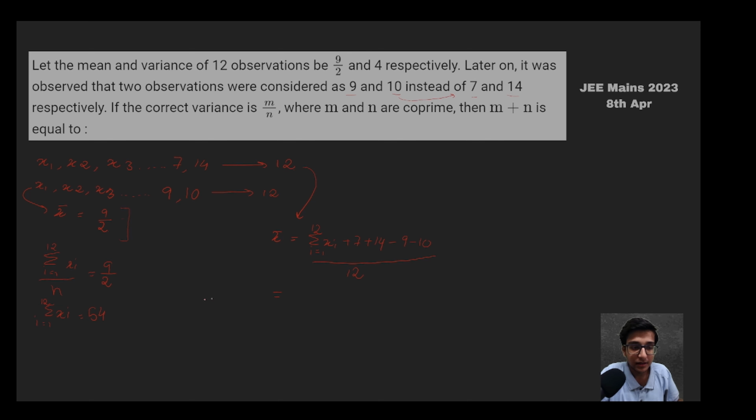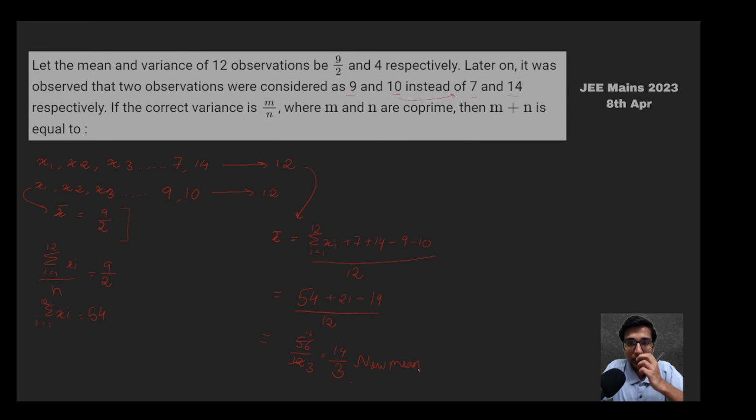So here we can replace this value 54, and this would become plus 21 minus 19 upon 12. So the new mean that we get here is 54 plus 21 would give us 75, and 75 minus 19 would give us 56 by 12. And we can further simplify this. 4 3s are 12, 4 14s are 56. So 14 by 3 is our new mean now.